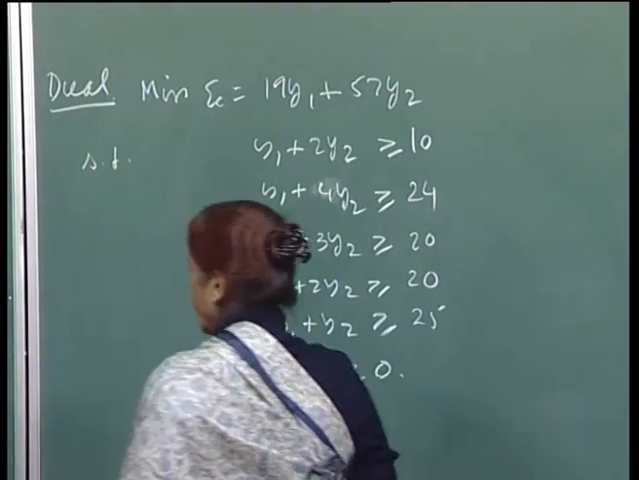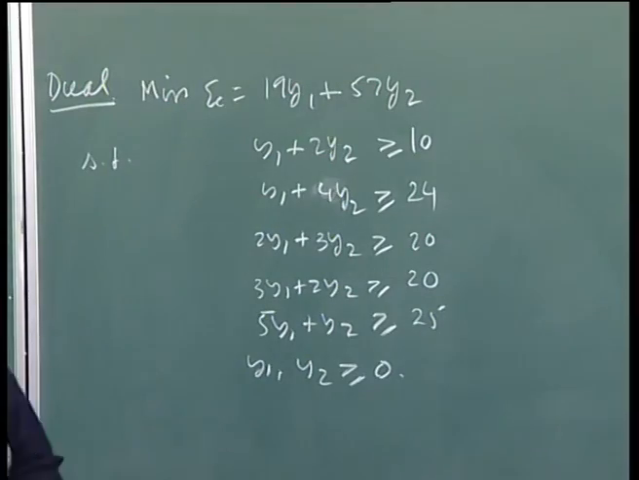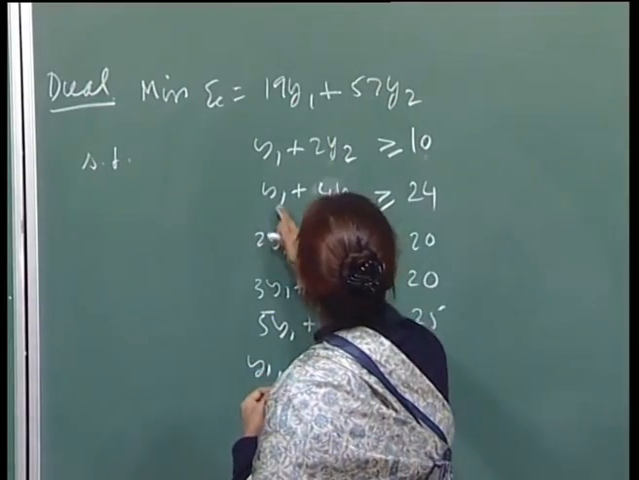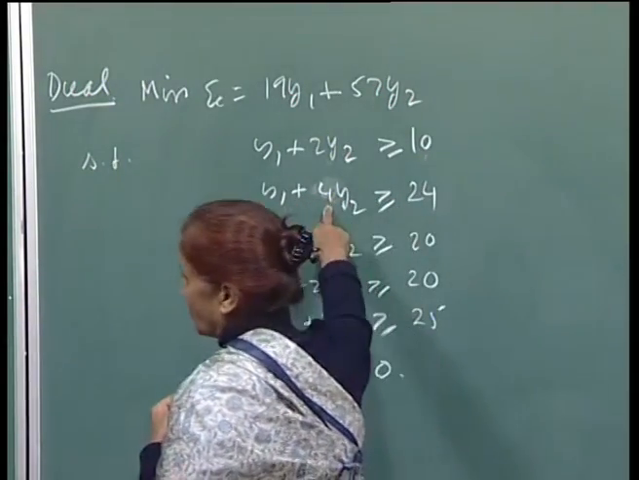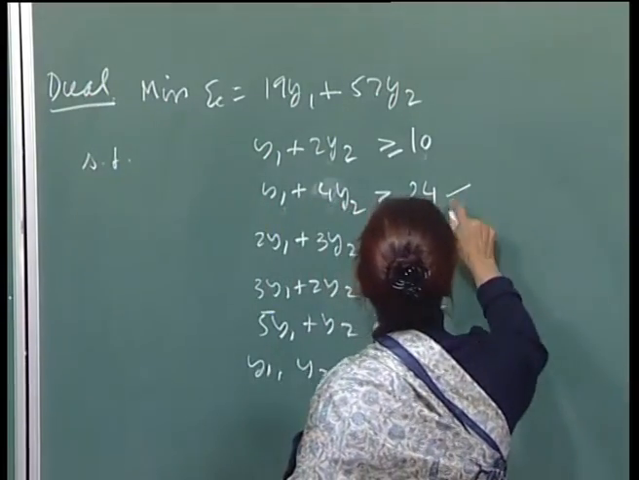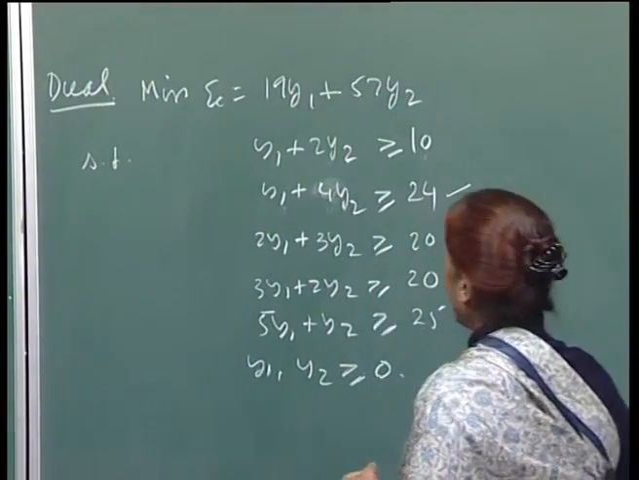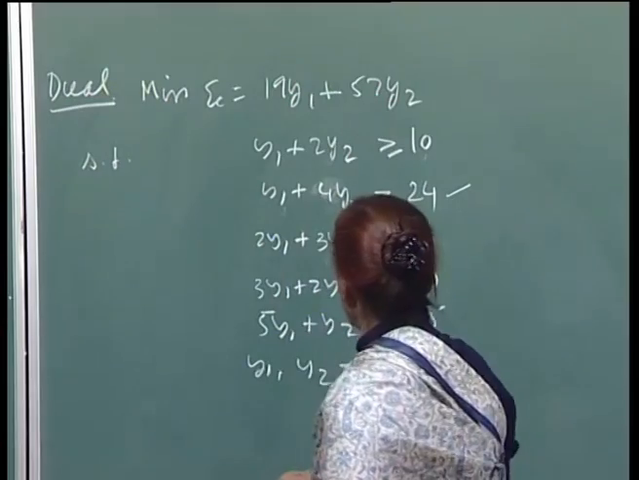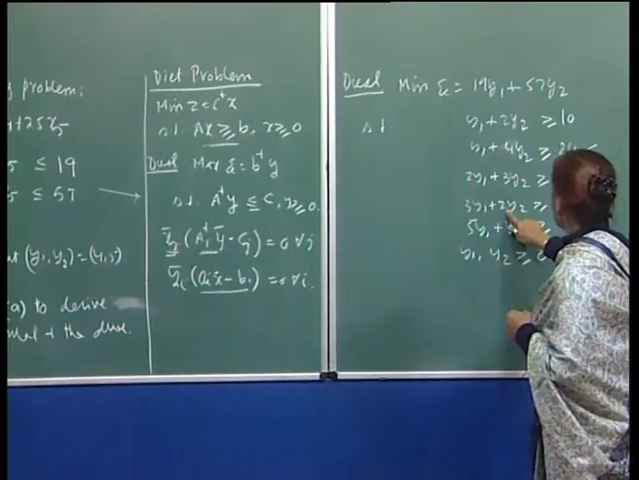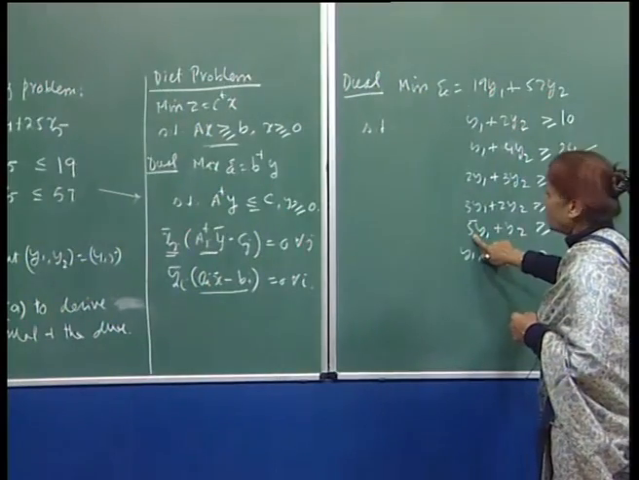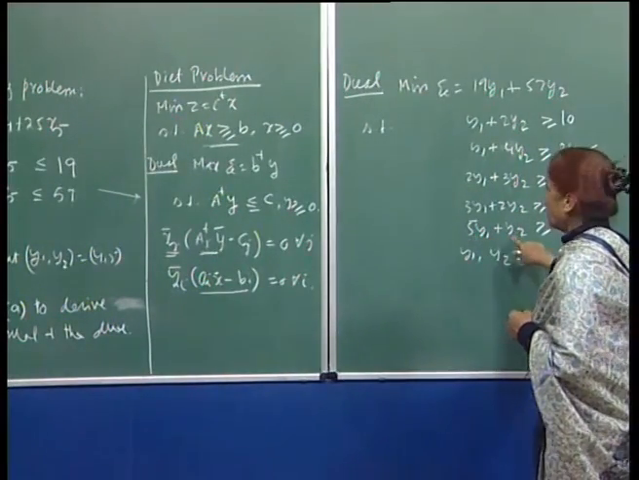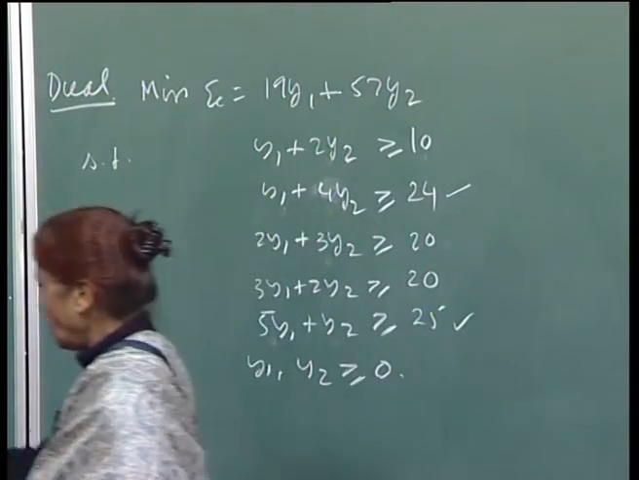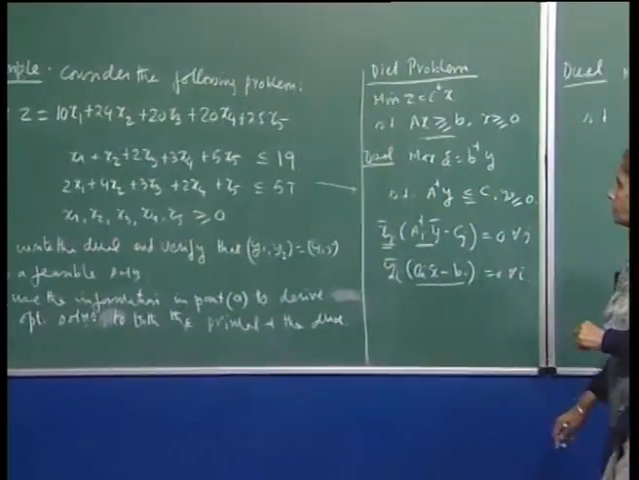and y1, y2 are both non-negative. So, you can quickly verify that this is a dual feasible solution. 4 plus 10 is 14, greater than 10, then 4 plus 20 is 24. I will mark this because this is satisfied as equality, and I will tell you why. Then this is 8 plus 15, 23, so this is satisfied. Then 12 plus 10, this is also satisfied. Then 20 plus 5 is 25, so this is also satisfied as equality. So, this dual solution given to you is feasible for the problem, right.